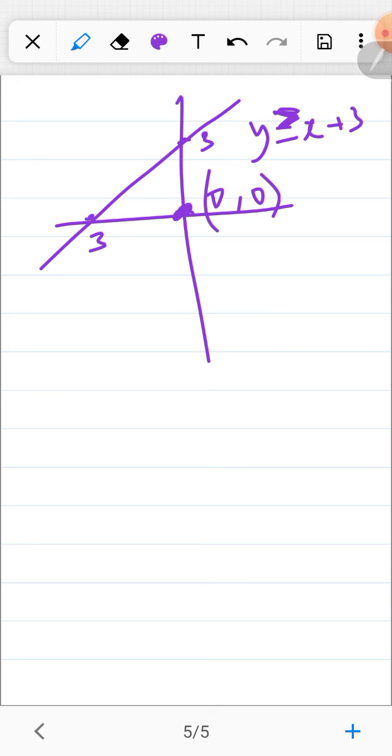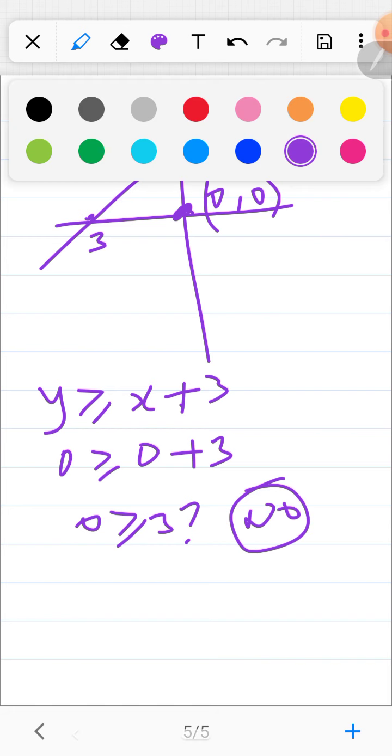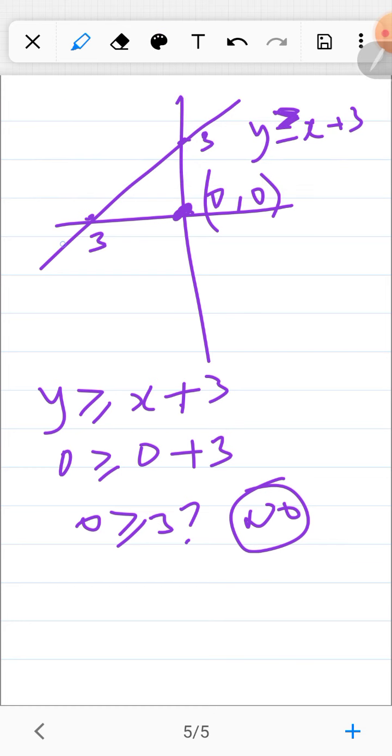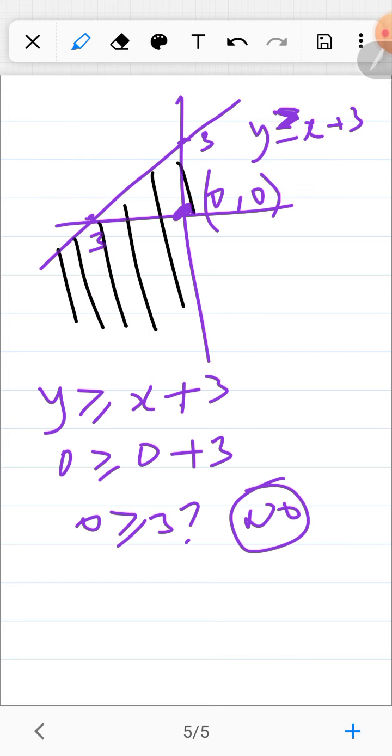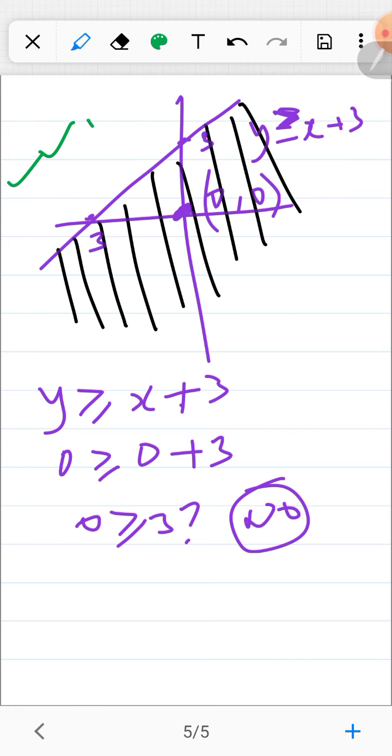So that point 0, 0, first of all, which side of this line does it lie? If I test the line y greater or equal to x plus 3, and I plug in 0, 0 for x and y, is 0 greater or equal to 3? The answer is no. Since the answer is no, that means the bottom side is unwanted. Let me represent it with black. And the top side is wanted. Let me represent it with green.